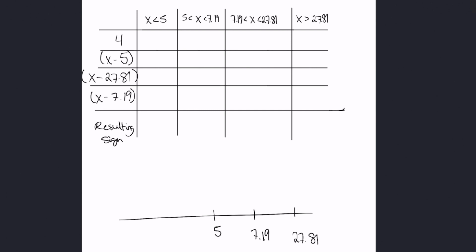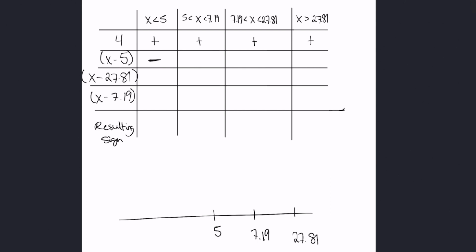So let's just go through this. For this first row here, it doesn't matter what we plug in for x because there is no x. And this is positive 4, so this will always be positive. Now, let's look at this bracket right here, x minus 5. If we plug in something that's less than 5, like 4, for example, 4 minus 5 is negative 1. So the resulting sign will be negative.